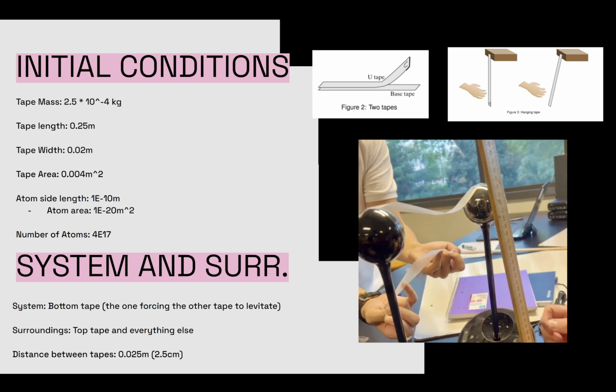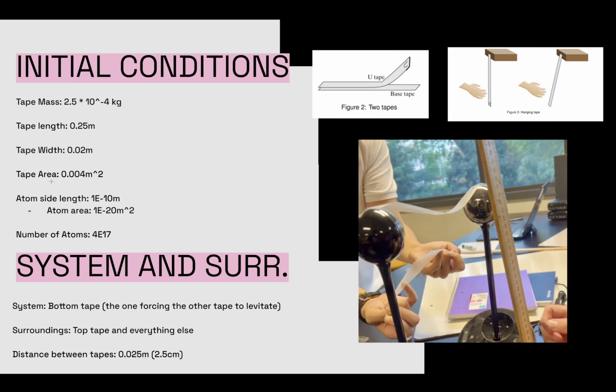Let's go over our initial conditions. The tape's initial mass was 2.5 grams, or 2.5 times 10 to the negative 4 kilograms. The length of the tape was 0.25 meters. The tape's width was 2 centimeters. The tape's area was 0.4 meters squared. The atom's side length was 1 times 10 to the negative 10 meters, which was established in the lab. And this turns out to an atom area of 1 times 10 to the negative 20 meters squared. So we determined the number of atoms in the tape to be 4 times 10 to the 17.